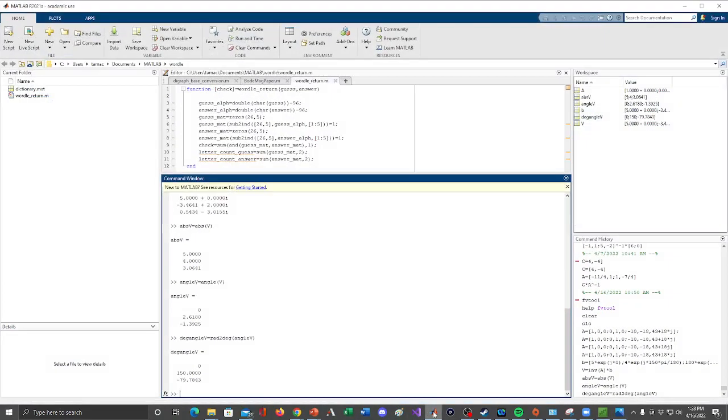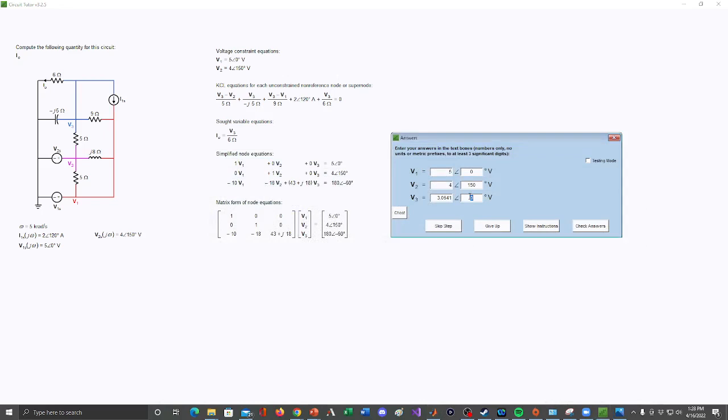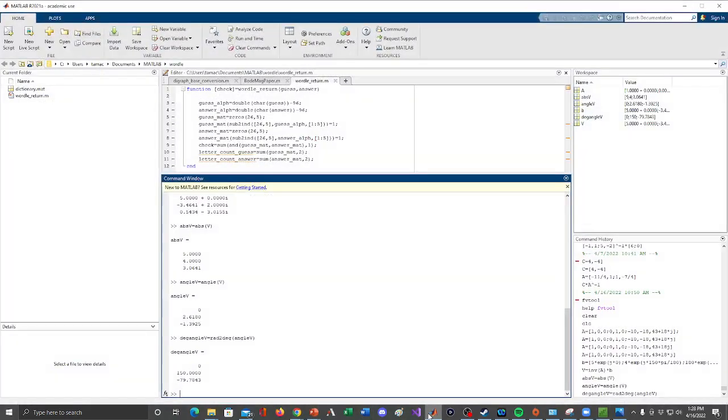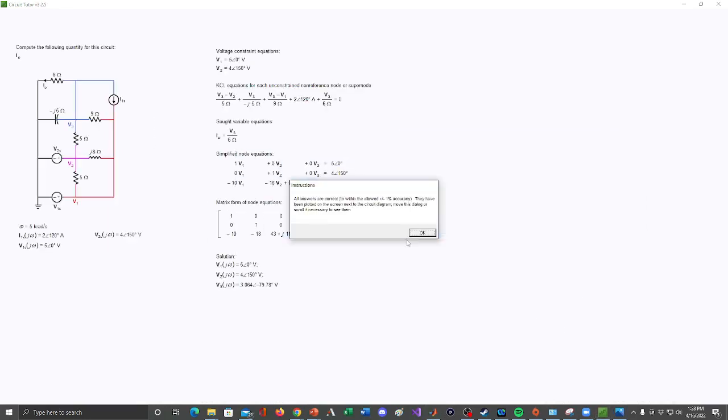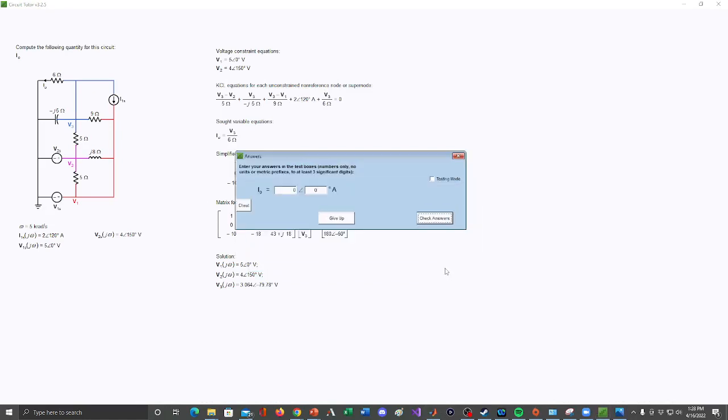at an angle of negative 79.7843. I think I remembered that number right. 6 digits is starting to get past the number of digits I can remember. And we'll check those answers. Then we've got to compute the sought quantity.